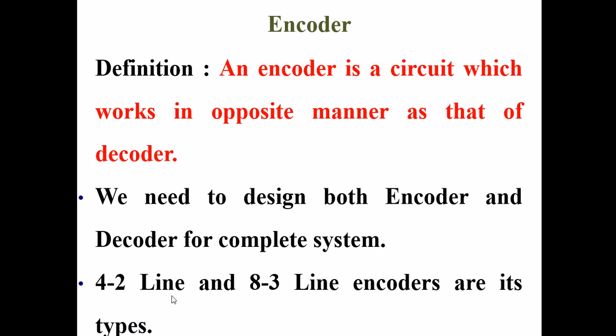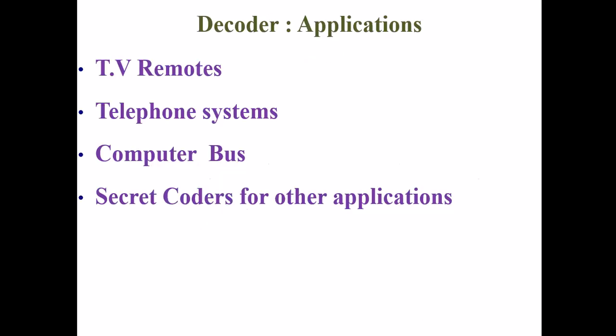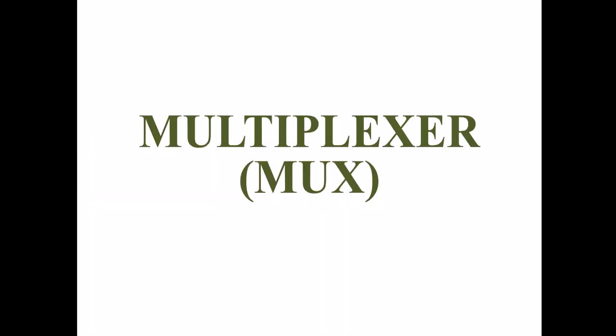A 4 to 2 line encoder and an 8 to 3 line encoder are its types. Now applications: the decoder will be used in TV remotes, telephone systems, computer bus, secret coders and other specific applications.